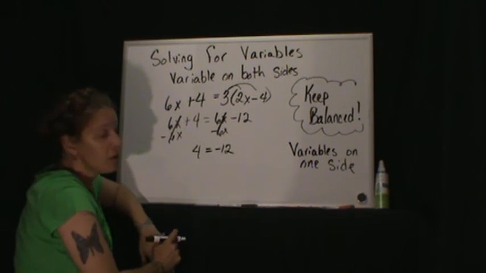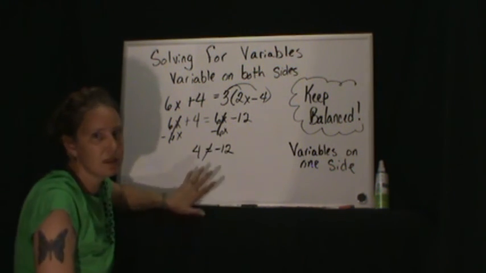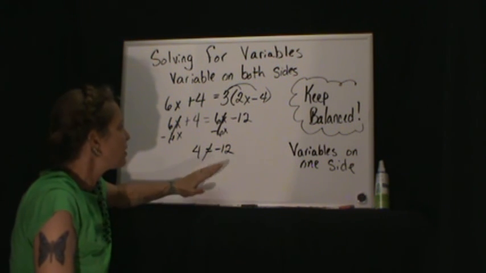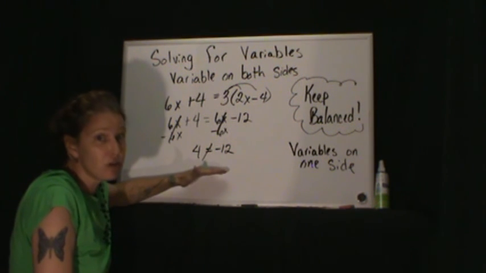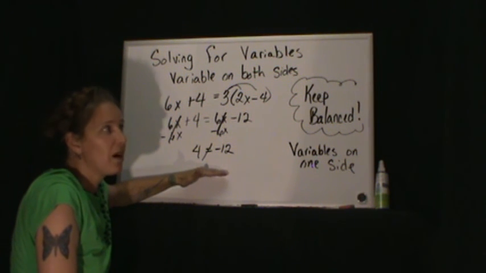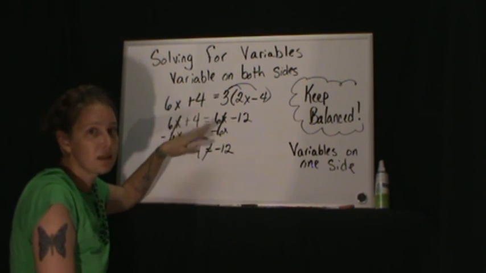This is what we call an untrue statement. If we put a slash through the equal sign, it means not equal to. So what this means when you get this is there is no solution to this problem. No matter what number you plug in for x, it's never going to be true.